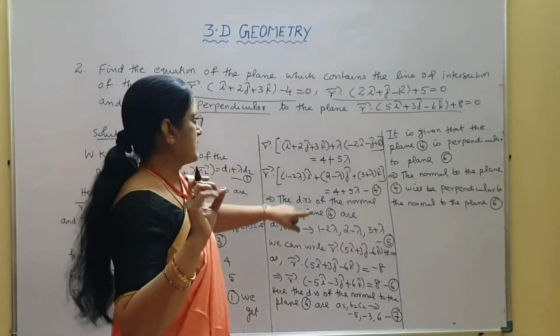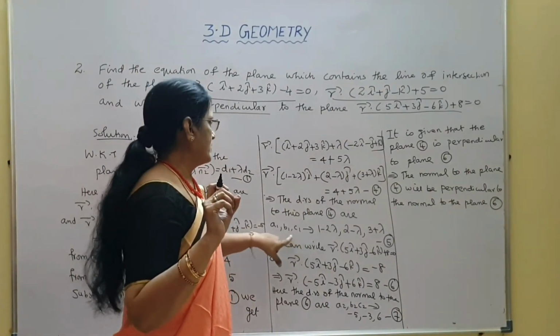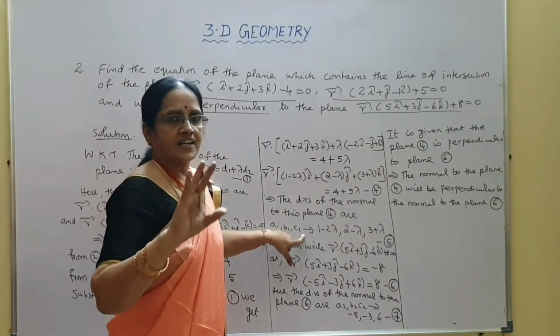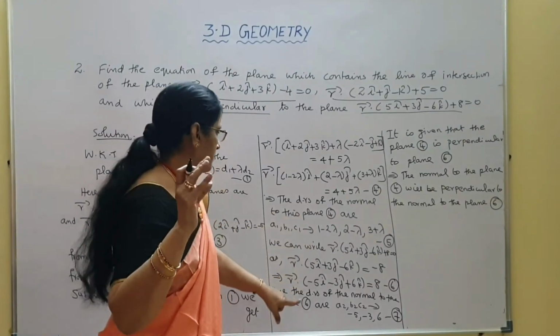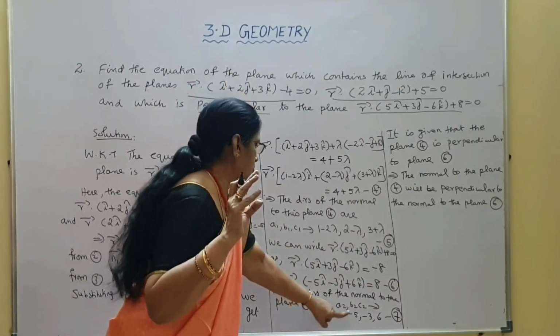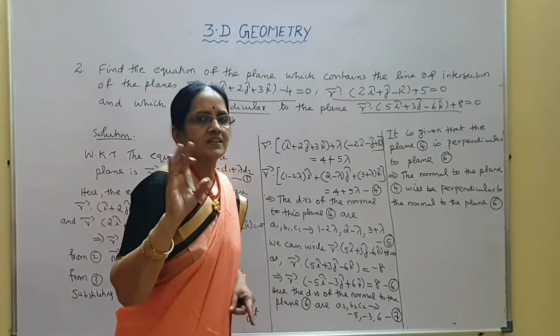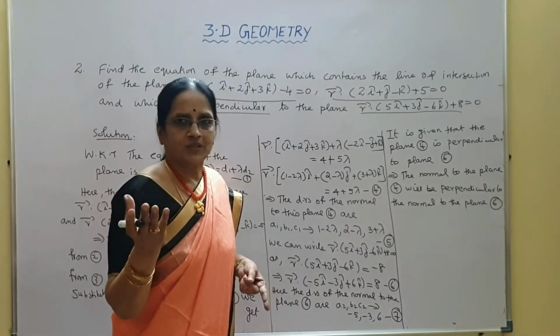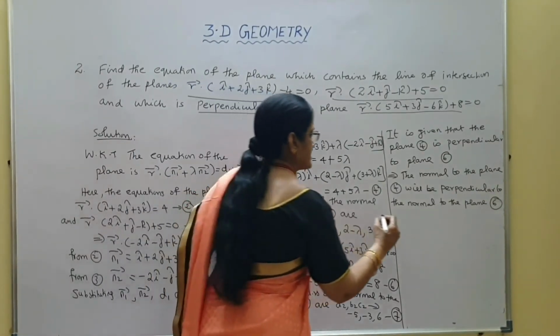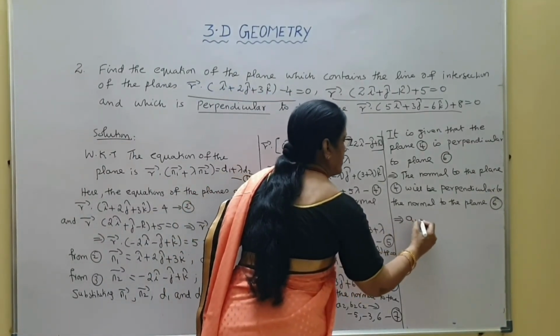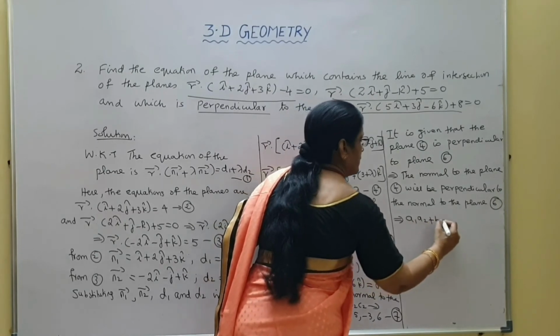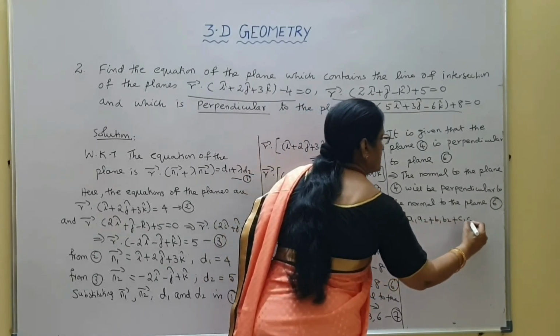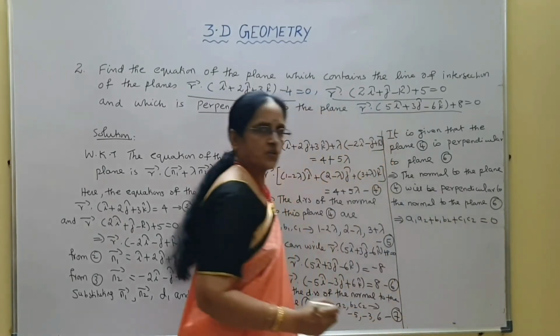I know the DRs of the normal to the plane 4, A1, B1, C1, and also I know the DRs of the normal to the plane 6, that is A2, B2, C2. So what is the condition for perpendicularity? A1 A2 plus B1 B2 plus C1 C2 equal to 0.